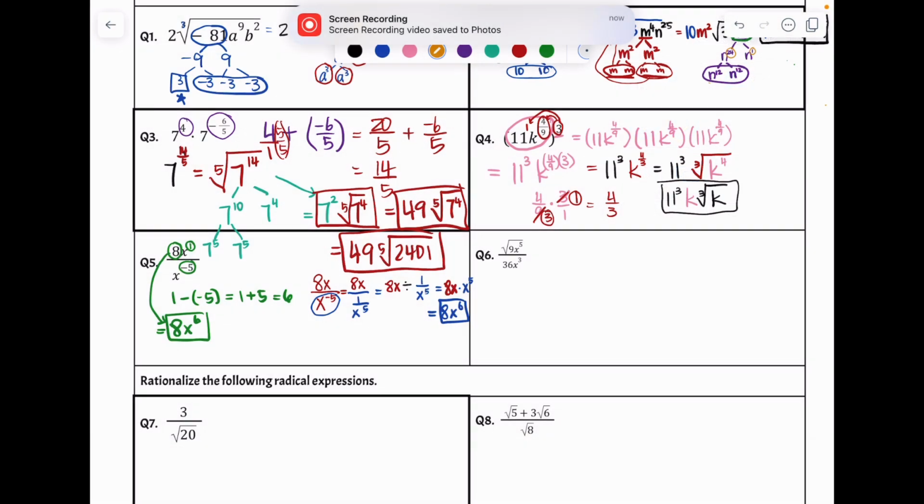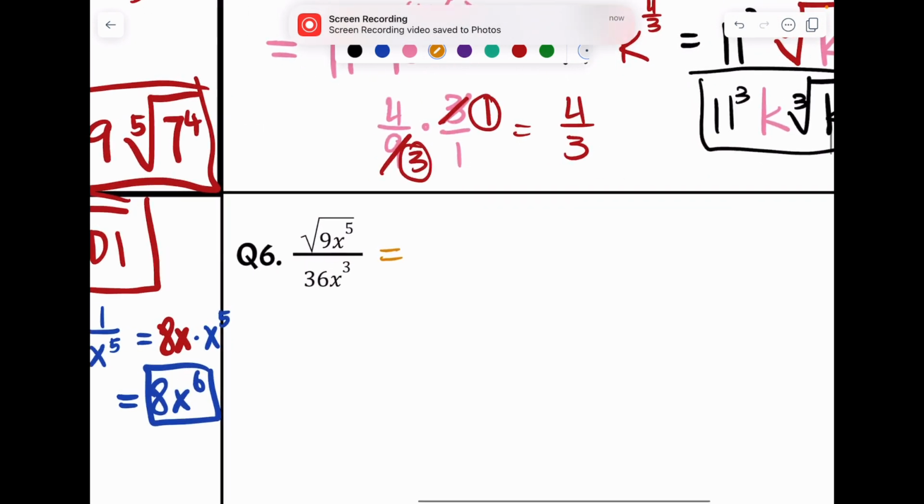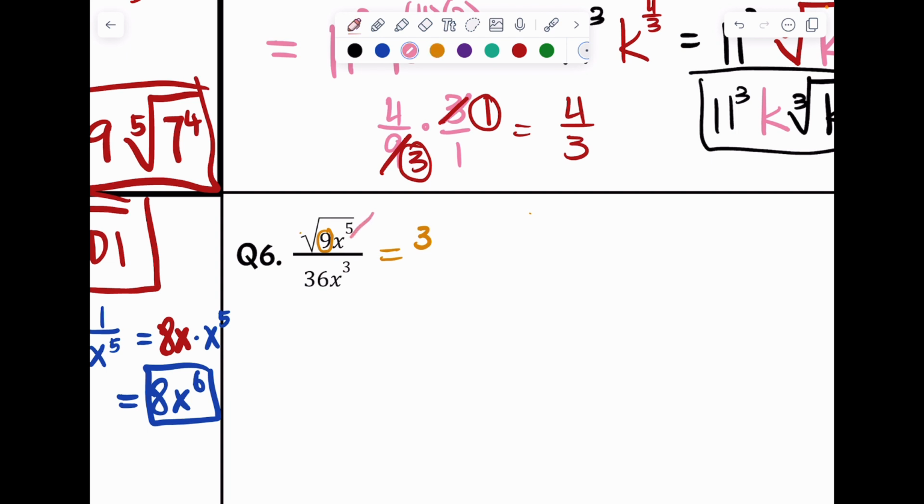All right, question 6. Looking at this, I could do multiple things, but I think it would be easiest if I automatically recognize that 9 can be simplified with square root. So square root of 9 is going to be 3. And then square root of x to the 5th power: x to the 5th is the same as x times x times x times x times x. So I can make two groups of 2, so I have x squared simplified out, leaving me with one single x left behind in the radical.